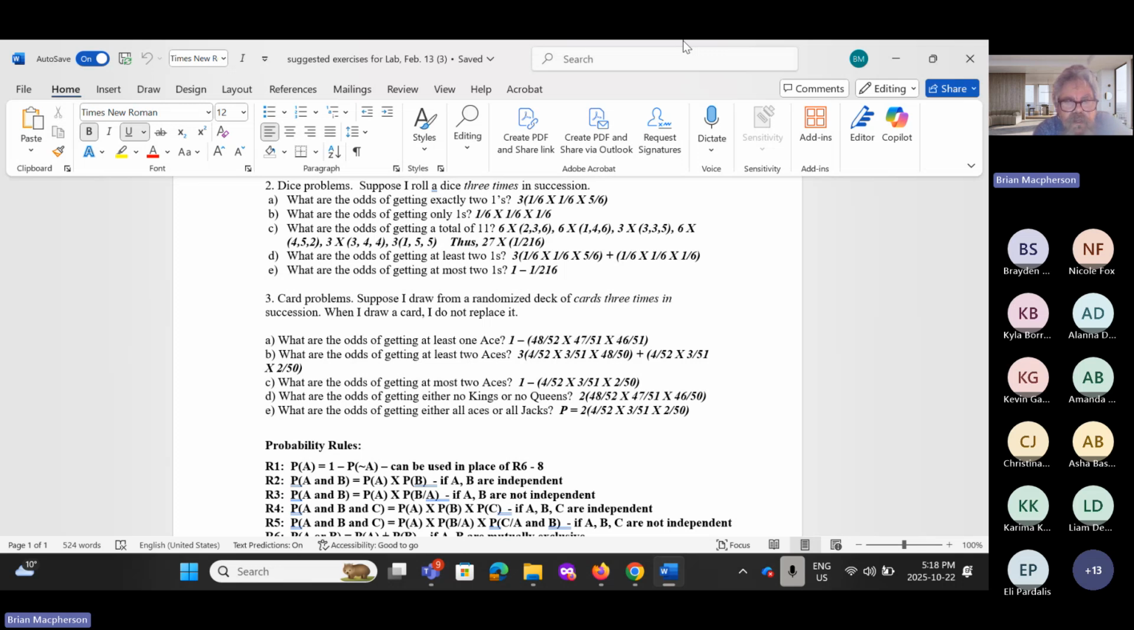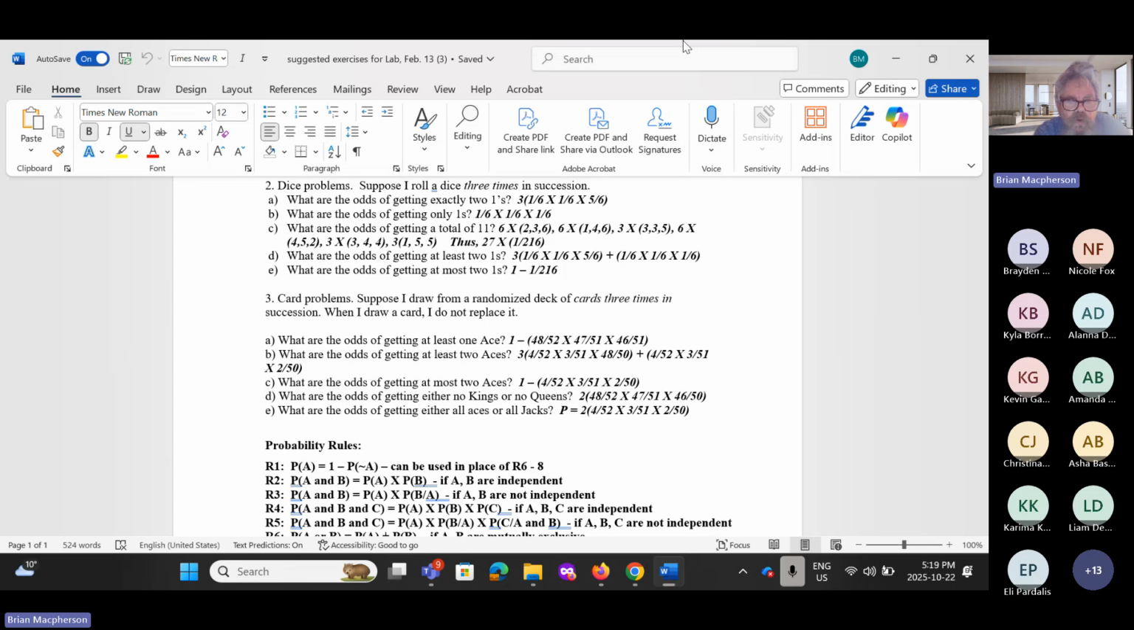Number B, what are the odds of getting at least 2 aces? That means that I'll get either exactly 2 aces or exactly 3 aces. So one way to calculate it, what are the chances of getting exactly 2 aces? Well, that's 4 out of 52 times 3 out of 51, those are aces, and then 48 non-aces divided by 50. Notice that the denominator decreases because I'm not replacing the cards. So that's one possibility. Another possibility is I get all aces. Then that's 4 out of 52 times 3 out of 51 times 2 out of 50. So when you add those two together, those are the chances of getting at least 2 aces.